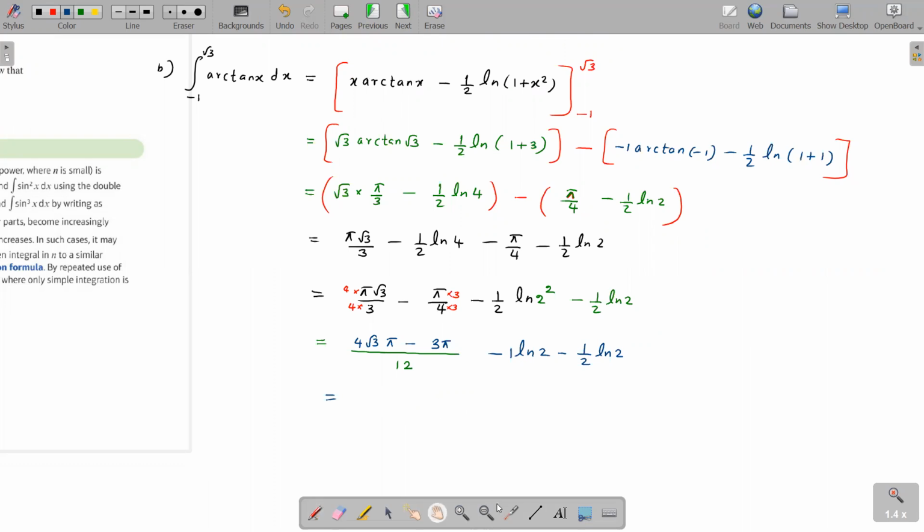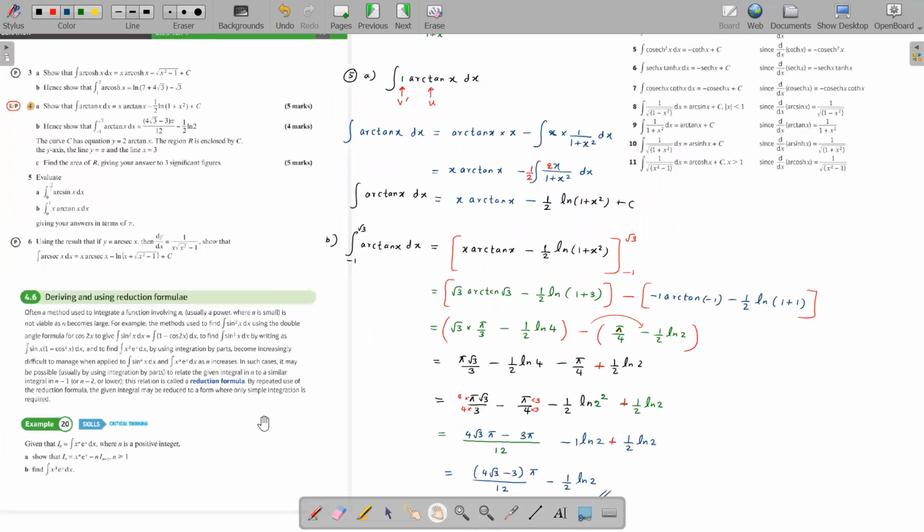Ah, yeah, the minus should be plus here, right? This minus into this is a plus. So this is a plus. This is a plus. So minus 1 ln 2 plus half ln 2 is minus half ln 2, right? And I can take a pi out from here. 4 root 3 minus 3 times pi over 12 minus 1 ln 2 plus half ln 2 is minus half ln 2. Is this to show that? 4 root 3 minus 3 over 12 pi minus half ln 2. This is our show that.